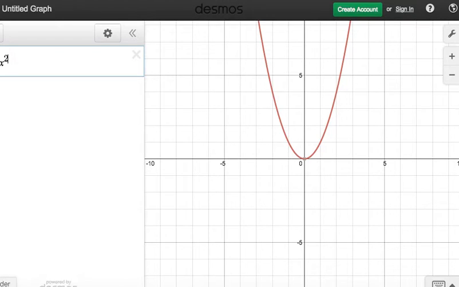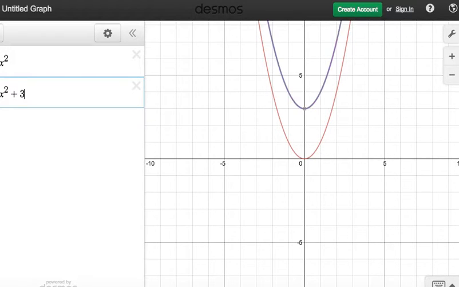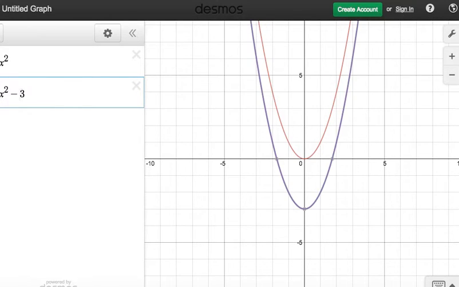So the first question that we want to ask is, what happens when you add something onto the end of this? So if we do x squared plus 3, let's say, what effect will that have? And as you can see, our parent function is in red, and then the purple one shows how it's changing. So when we add 3, we just moved our parabola up 3 units. Well, what's going to happen when we subtract 3? And as you might have already guessed, it's going to move it down 3.